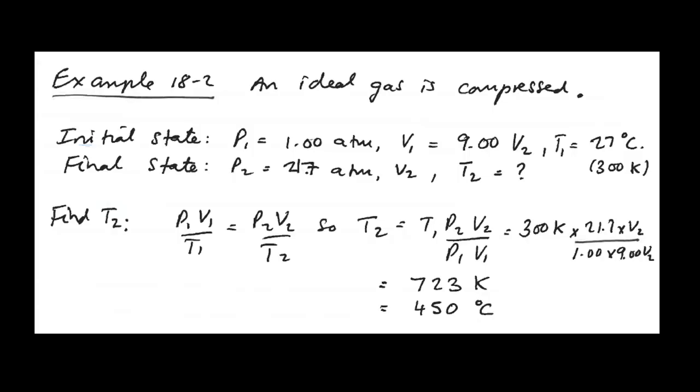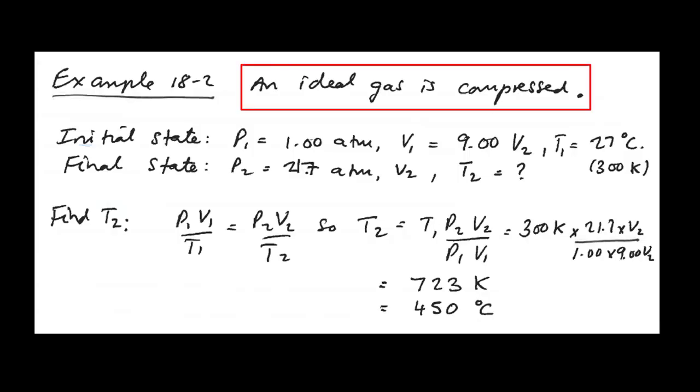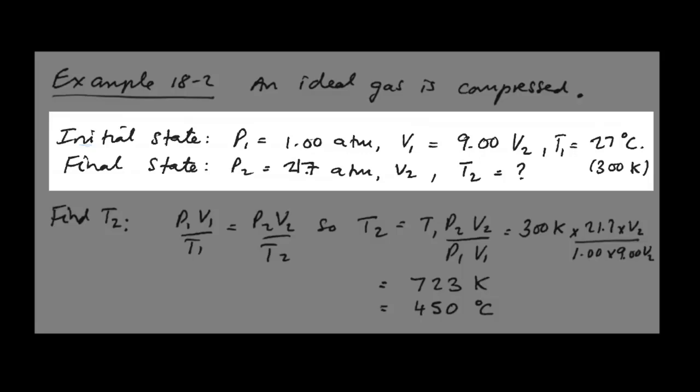In example 18.2, an ideal gas is compressed. The initial state has P1 equals 1 atmosphere, V1 not as a value but as a factor times V2, V1 equals 9 V2, so the gas is compressed to 1/9 of its size, and T1 equals 27 degrees centigrade, which we must convert to Kelvin, 300 Kelvin. In the final state, we have P2 equals 21.7 atmospheres, we have V2, which we don't need to know, and we are asked to find T2.